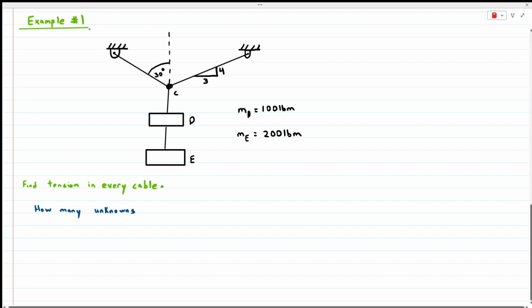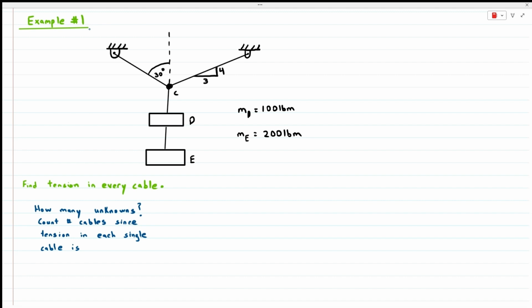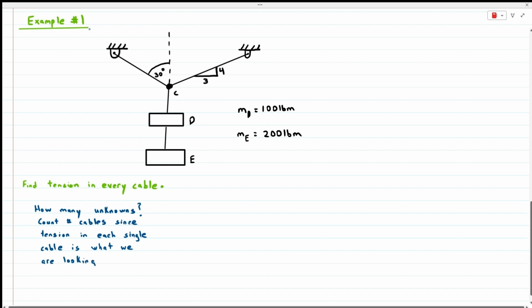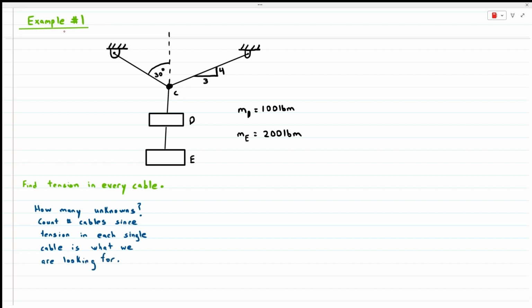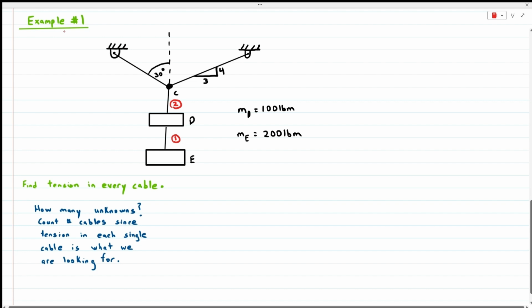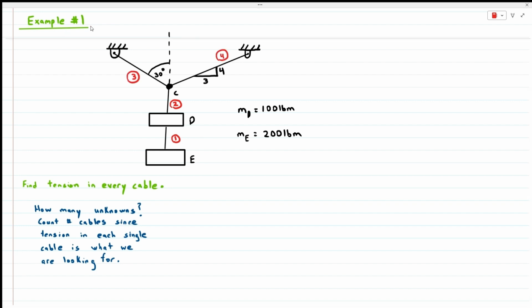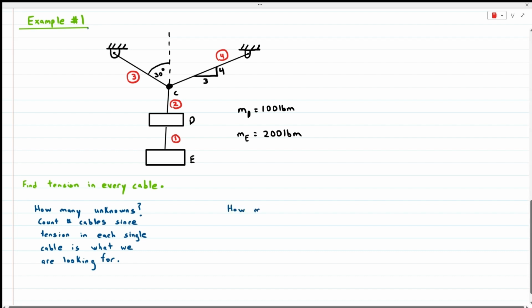How many unknowns are there in this problem? Well, we know that each cable only has one tension inside. The magnitude of the tensile force in a single cable is exactly the same no matter where we cut. It's only that direction is going to change. So all we really have to do is count the number of cables. We can see there's 4 cables in the problem, so there's 4 unknown tensions.